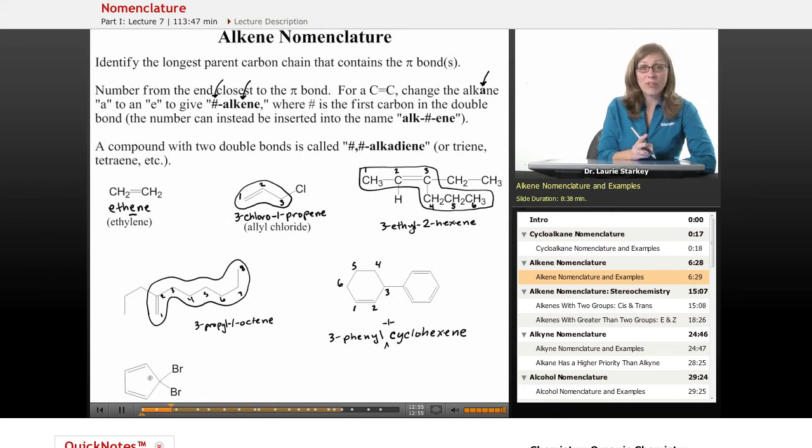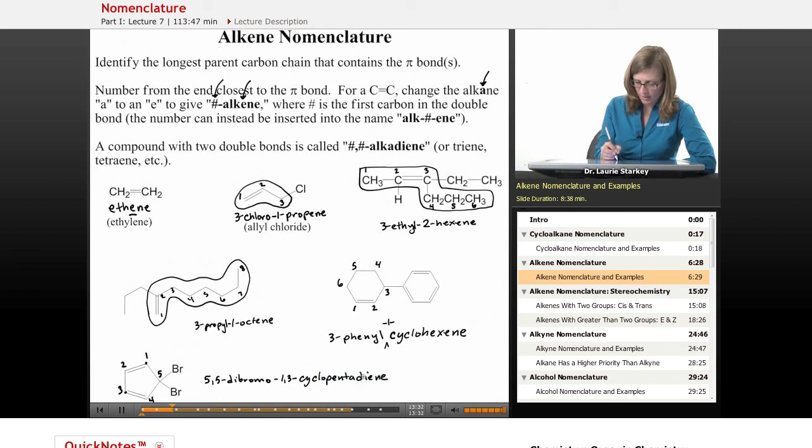And I need to give both double bonds the lowest possible number. So the only way to number this to give the double bonds the lowest possible number would be as so. 1, 2, 3, 4, 5. So what do we have on carbon 5? We have a bromo. We have another 5-bromo. We're going to call that a 5,5 dibromo. And then at carbon 1 and carbon 3 is where we have our double bond starting. So this is a 1,3 cyclopentadiene.